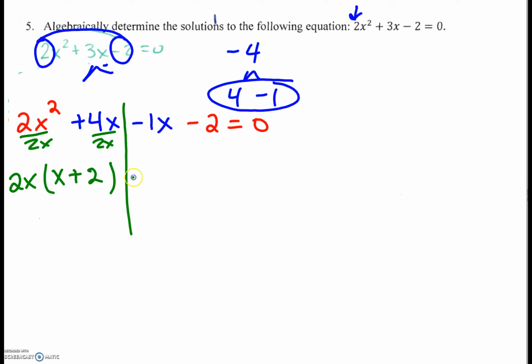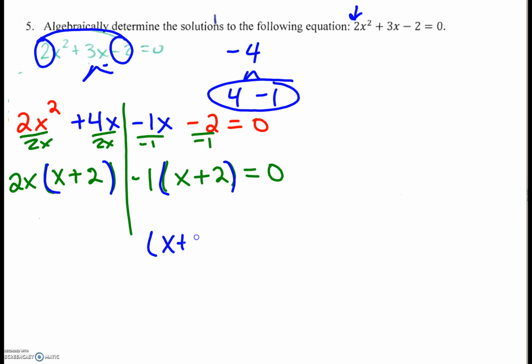From here, we should notice that our GCF is a negative 1, so when I divide both terms out by a negative 1, inside the parentheses, I'm left over with an x plus 2. We should notice that inside the parentheses, we have the same factor, so we're going to bring that down as one factor, x plus 2. On the outside of the parentheses, that 2x and that negative 1, that's our other factor.